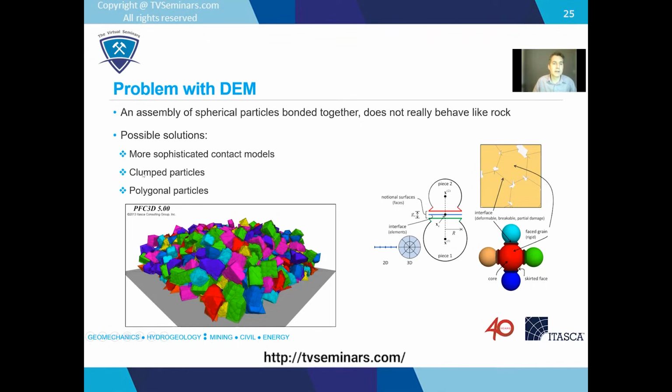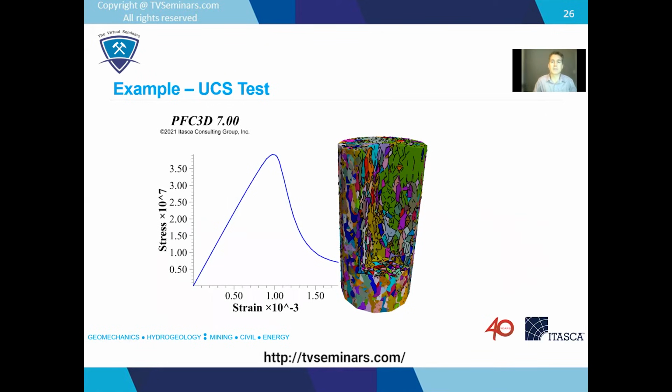Another way you could do it would be to take all those spheres and then stick them together to make clumps that are non-spherical shapes. And that's what I'm showing you here on the bottom left. And it's certainly also possible to create non-spherical shapes and make actual polygonal particles. And there's an example of that. So this was a relatively simple unconfined compression test. This was a cylinder composed of tetrahedral blocks all stuck together. This was, I think, about 30,000 blocks stuck together. And then we just loaded it in compression.